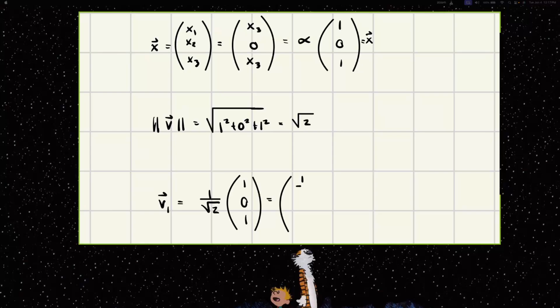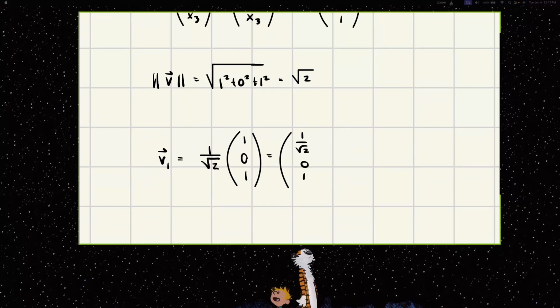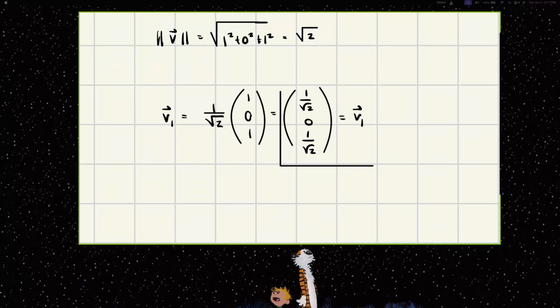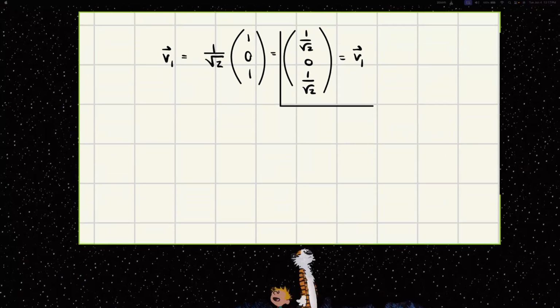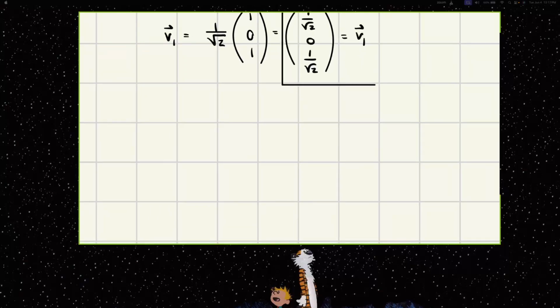So this will be 1 over square root of 2, 0, 1 over square root of 2. Great. So this is V1, so we found V1. This will be our first column element for our V matrix. Okay, and then we do the same process for our second eigenvalue.